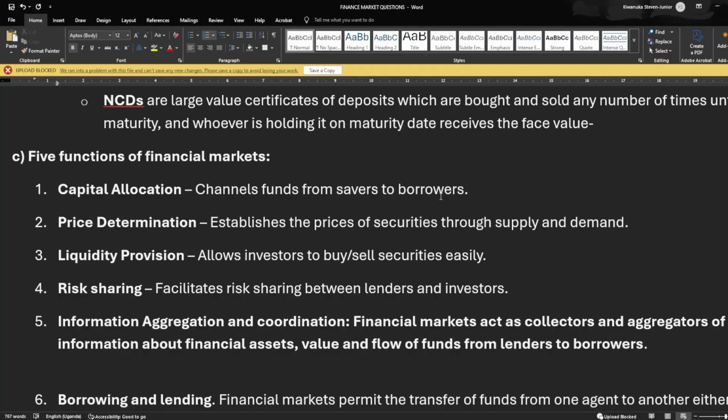Five functions of the financial market, and we looked at them in some video. But we have capital allocation, which channels funds from savers to borrowers. Then we have price determination, which establishes prices of securities through supply and demand. Liquidity provision allows investors to buy and sell securities easily.